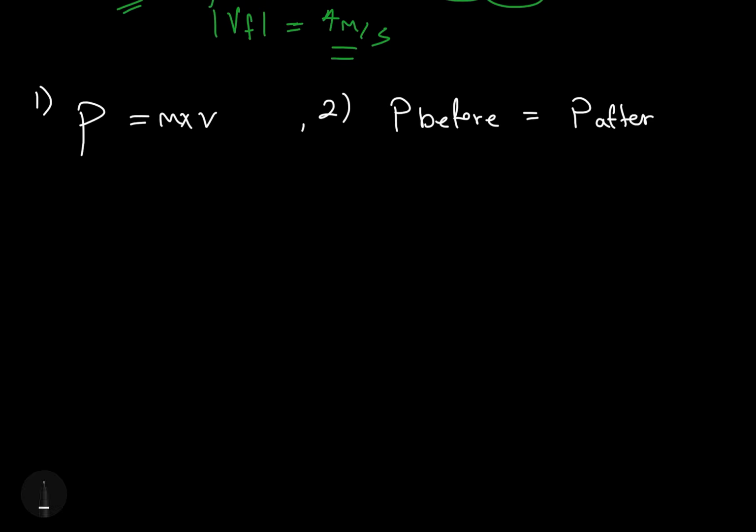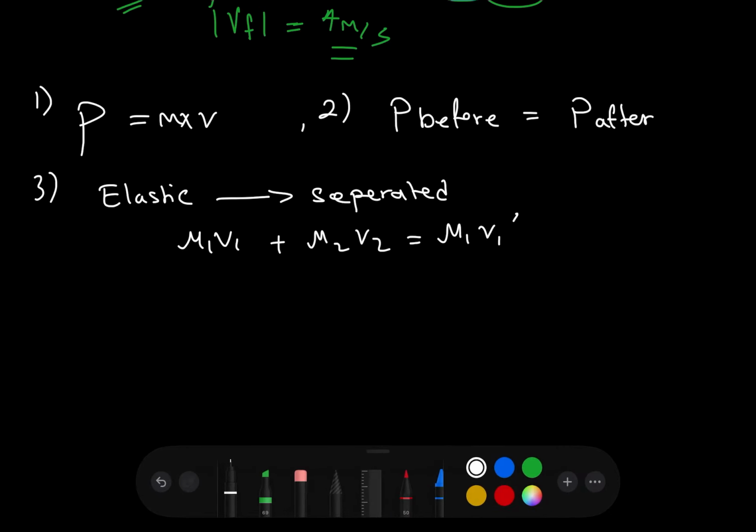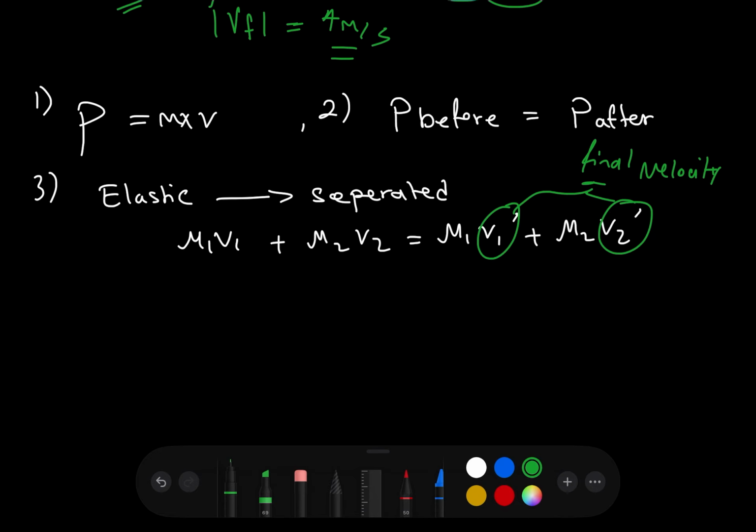The third thing we need to know is that for situations where the collision is elastic, the two objects separate. And so you can find the elastic collision formula by saying M1V1 plus M2V2 is equal to M1V1 prime plus M2V2 prime. And by V2 prime and V1 prime, I just mean the final velocity of the two objects. So these are just VFs, or final velocities. This is the formula for elastic collision.